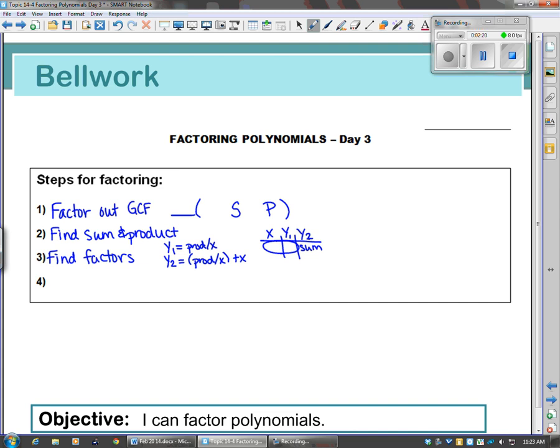Then the last step is to fill in the parentheses with your factors. Okay, so let's get going.